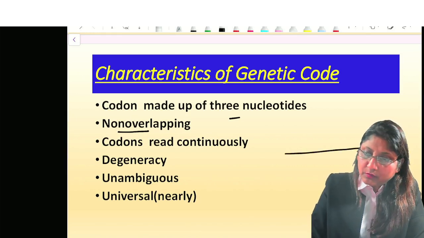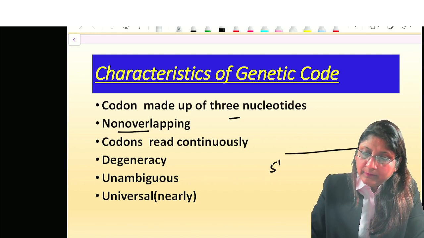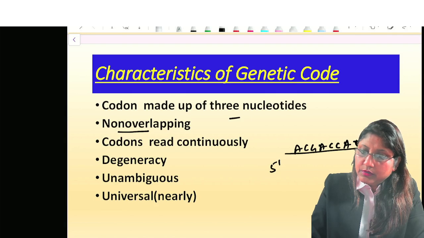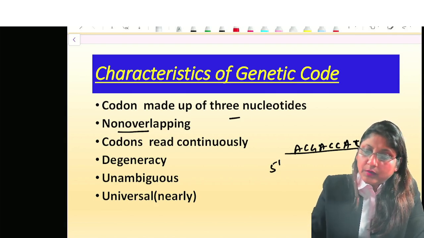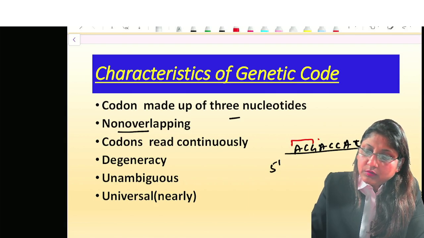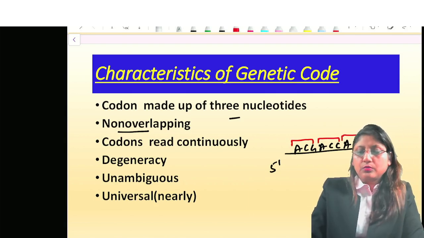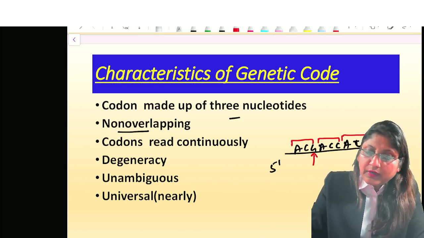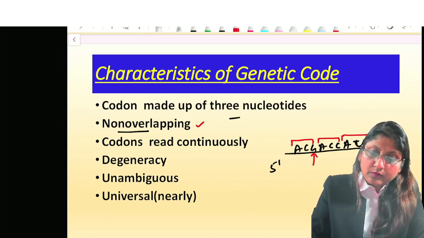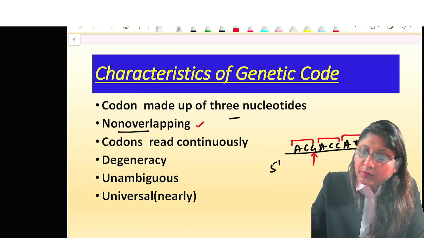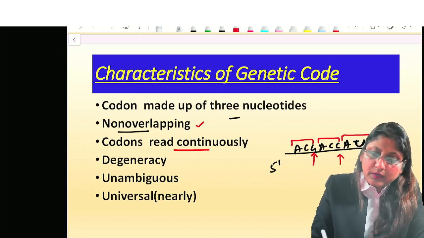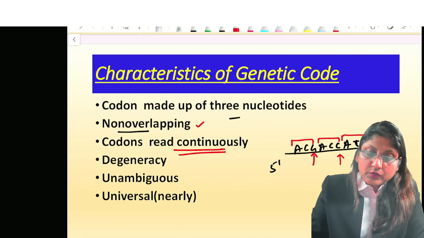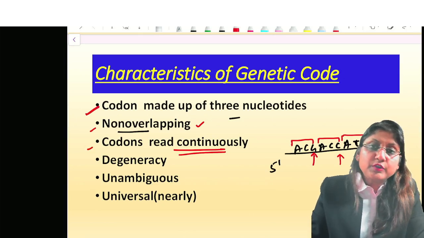Suppose you're talking about one messenger RNA, you have got G, C, G, A, C, C, A, U, C, G. When we're talking about a codon, this is one codon, the next three is going to be another codon, and the next is going to be another codon. One nucleotide is not read twice. This is non-overlapping. And no nucleotide is left in between. This is called continuity of the reading. So these are the characteristics of the genetic code which you must know.